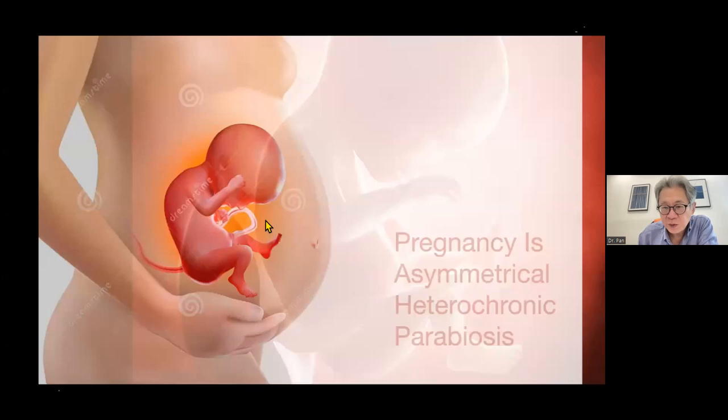So the next one is pregnancy. Of course, the mother of the fetus is always older than the fetus, so this is heterochronic parabiosis, but since the size difference is quite big, the effect can be questioned, and we will talk about this later. But pregnancy is the most human model for heterochronic parabiosis, and we'll do some calculation of the effect of pregnancy on the longevity of the mother in the later part of this talk.